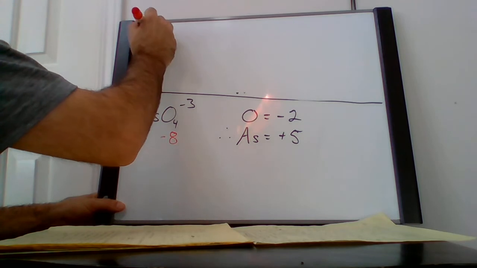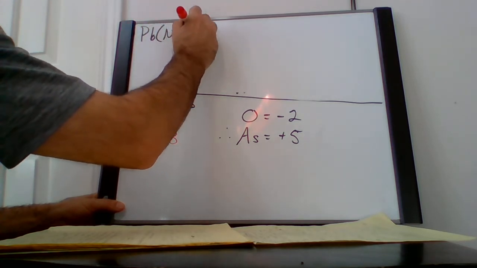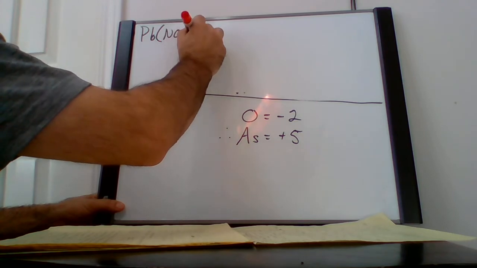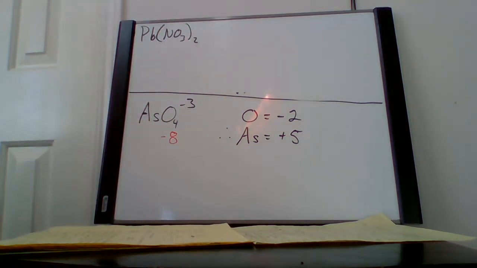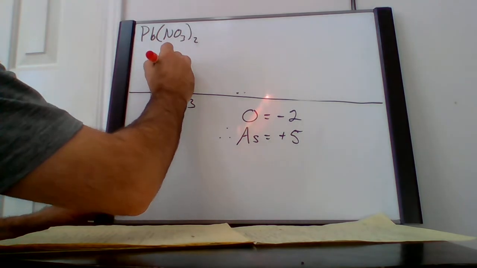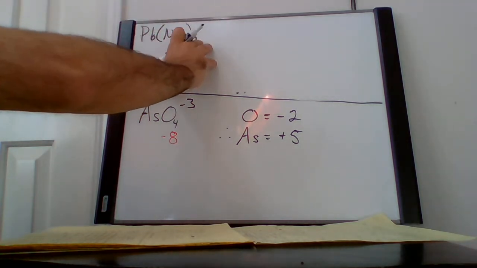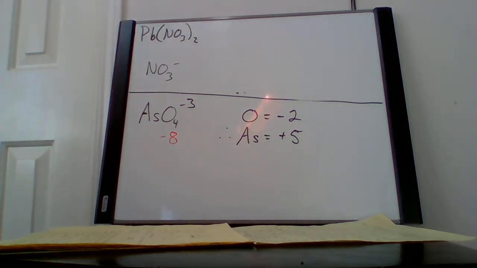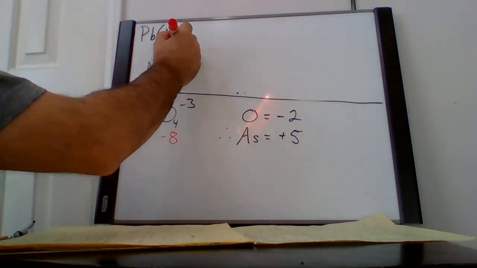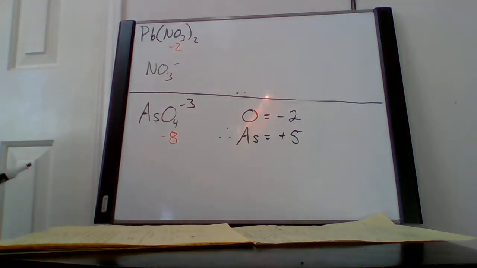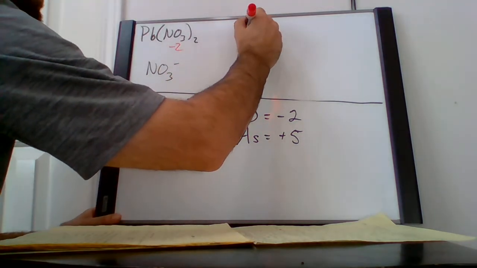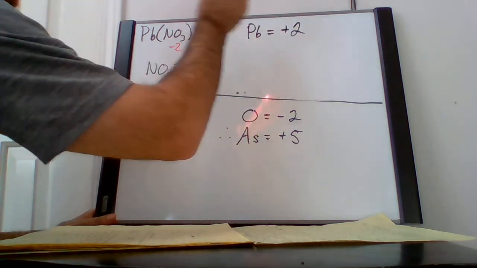Let's take a look at Pb(NO3)2. When we're dealing with a situation like this, we want to recognize that NO3 is a polyatomic ion that we know has a -1 charge. Since the overall compound comes to 0, and I've got 2 of these nitrates, I've got a -2 on my nitrates, which means that my lead must be a +2.